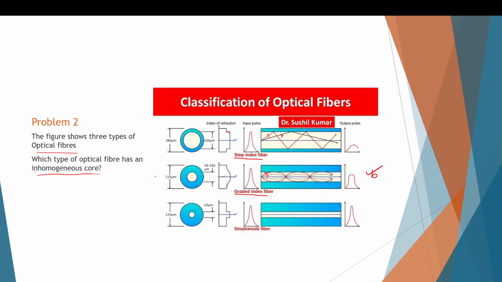Okay. And then there is single mode fiber. Single mode is again just like step index. However, the core region is quite thin, so that it can occupy only a single mode. So this is also a homogeneous case.